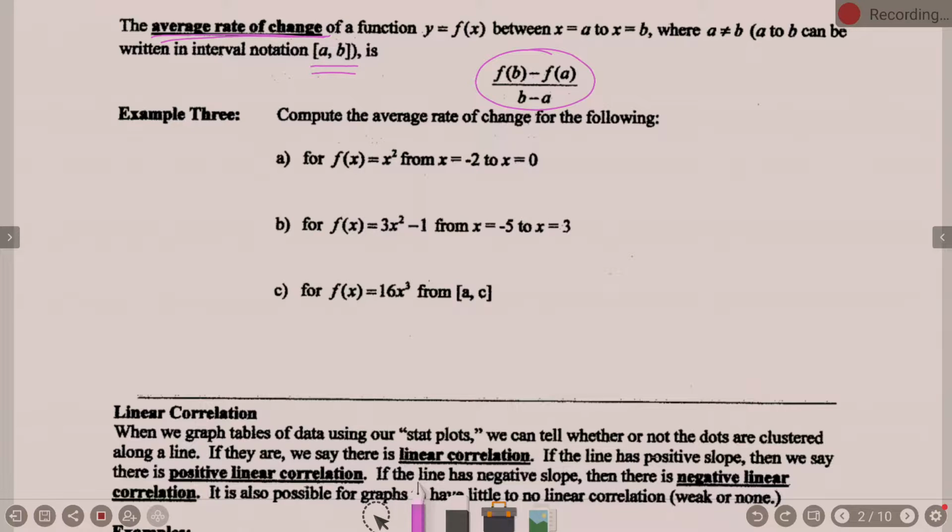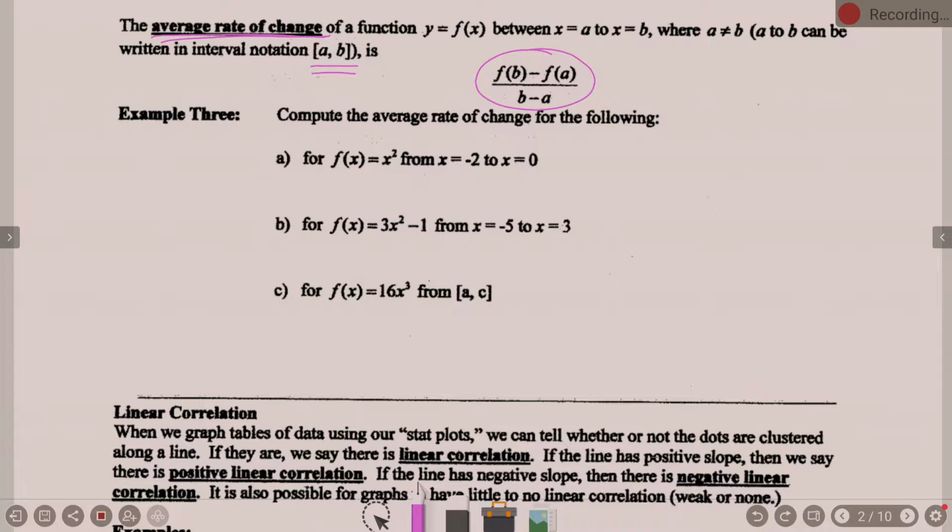Now you'll notice a cannot equal b, because if a and b are the same value, then there is no interval. We can't find the average rate of change from 2 to 2. It doesn't work. So for the average rate of change from a to b, a and b are my x values, and we use f of b minus f of a over b minus a. If you think about it, this equation is very much like slope. b minus a are my x values, and f of b minus f of a are my y values.